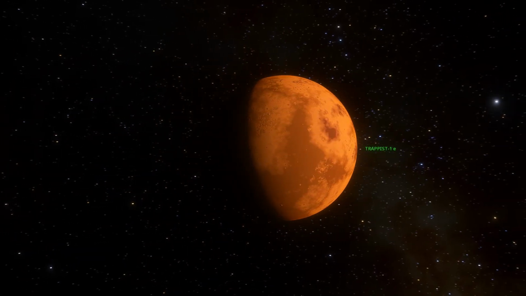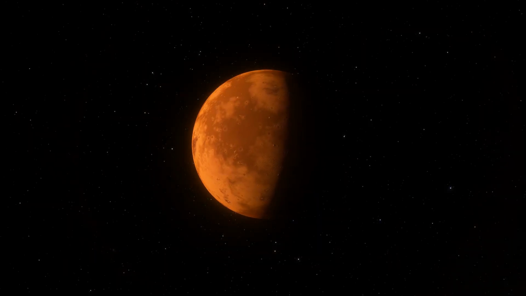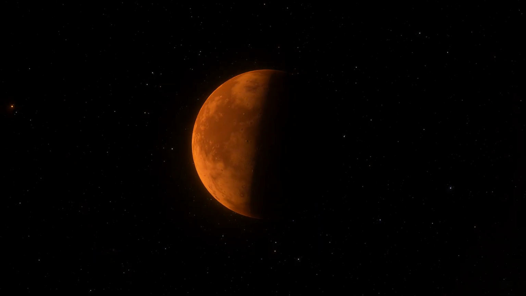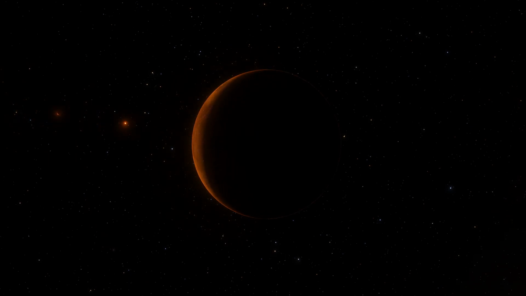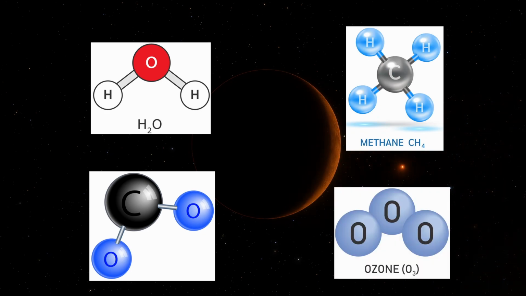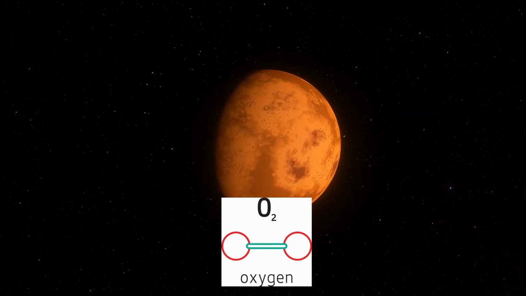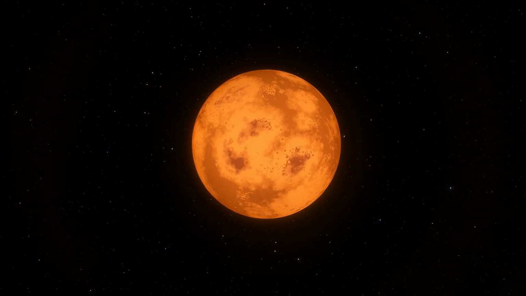To answer such a question, we would first need to know how we would go about detecting life on an object other than Earth. One of the ways is to search for chemical compounds called biomarkers, such as water, carbon dioxide, methane, and ozone in the atmosphere of the planet. Another important compound is oxygen, which is the main focus of this video's paper.